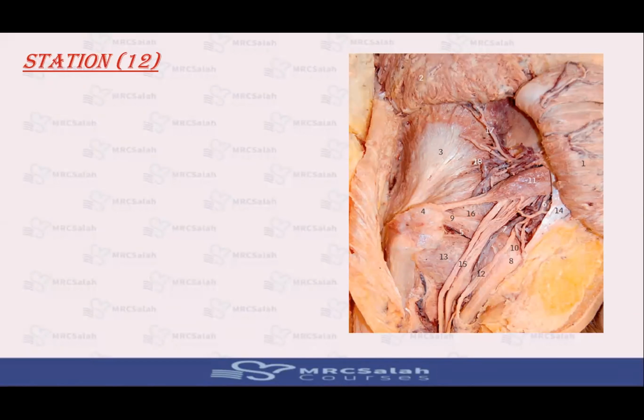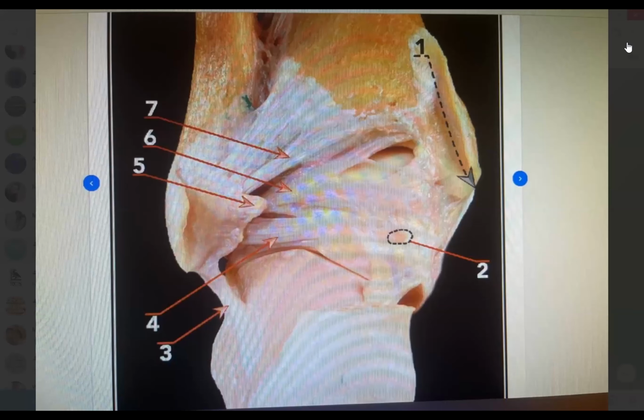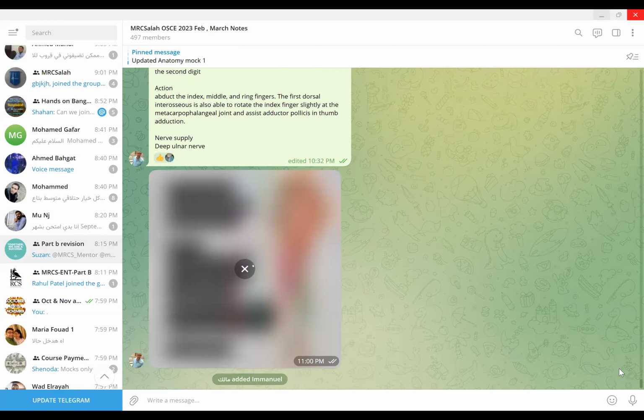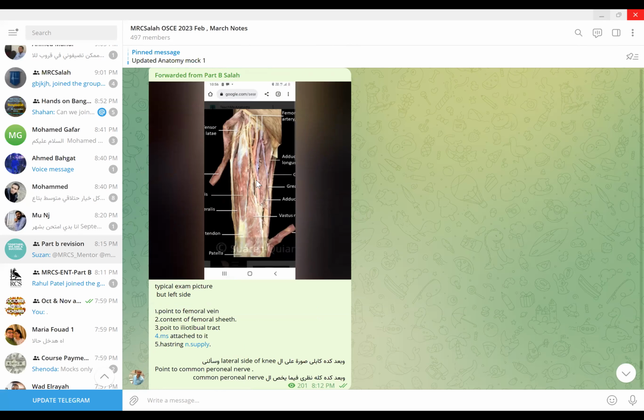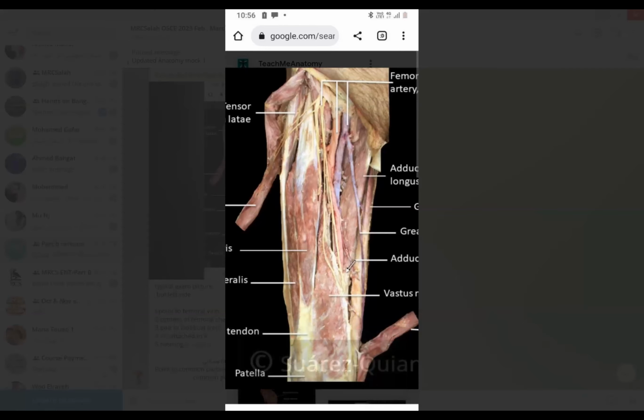This is the picture which came in the exam. This is the deltoid and the fibulotalar ligaments. Lateral collateral ligament, yes. This is the lateral collateral of the ankle. I am telling you this is the picture that came in the exam, about the names of the muscles here and the identification.